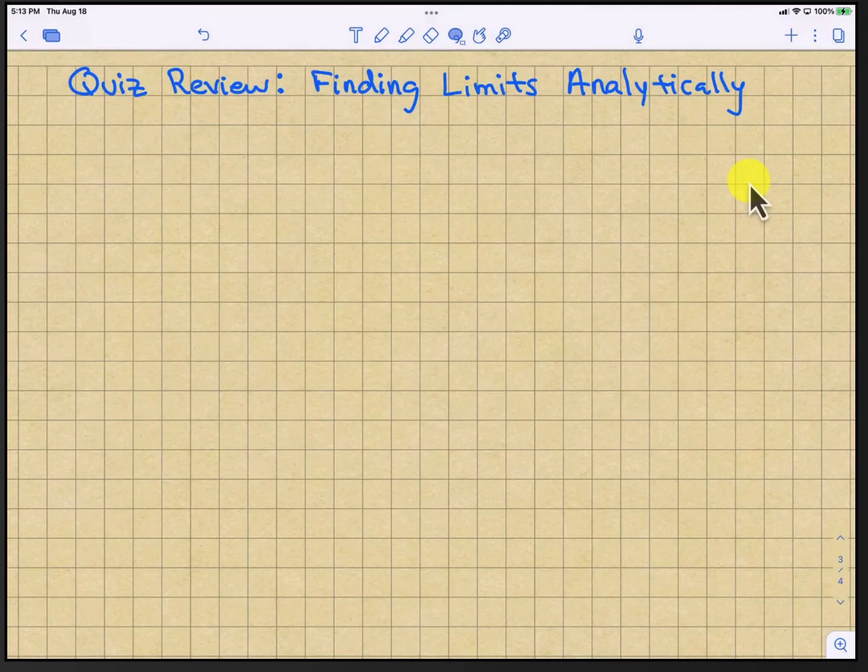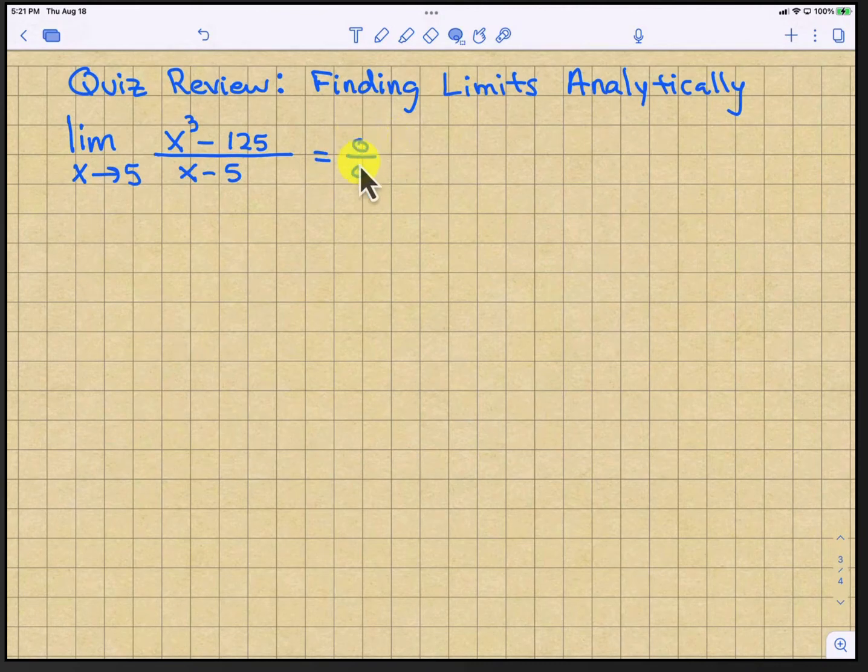This video covers a quiz review on finding limits analytically. Now you'll definitely see a problem like this on the quiz. We have the limit as x approaches 5 of x cubed minus 125 all over x minus 5. The first thing you'll do is direct substitution, plugging in the 5 for x, and that establishes a 0 over 0 case. So that means that we do need to keep going.